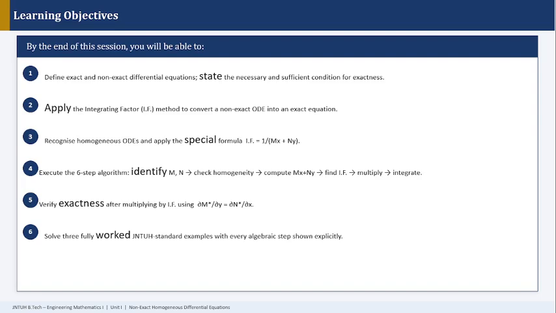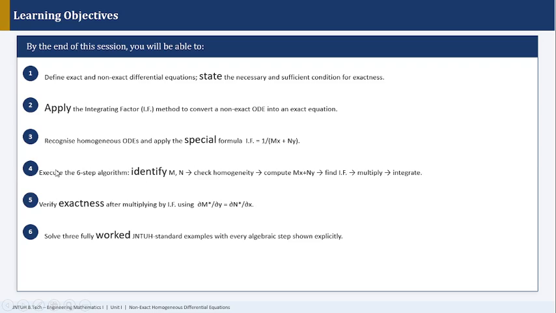By the end of this session you will be able to define what is an exact equation and a non-exact equation, and state the necessary and sufficient condition for exactness. Now apply the integrating factor method to convert a non-exact ODE into an exact equation. Recognize the homogeneous ODE and apply the special formula: integrating factor equal to 1 by Mx plus Ny.